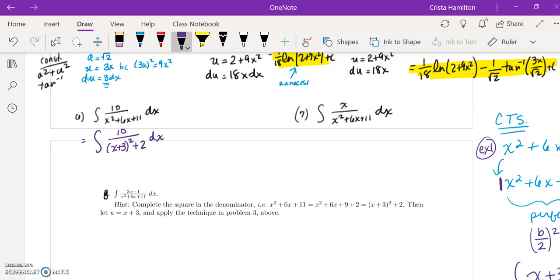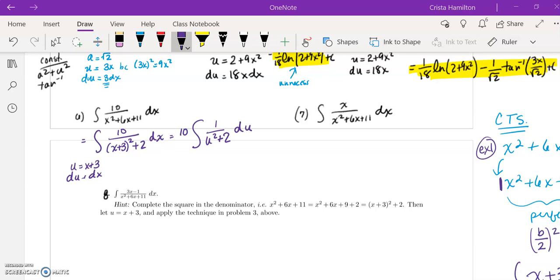And then when I rewrite it like that, now I can let u equal x plus 3. Du would be dx. So the 10 is actually a writer, and it becomes the integral of 1 over u squared plus 2 du.